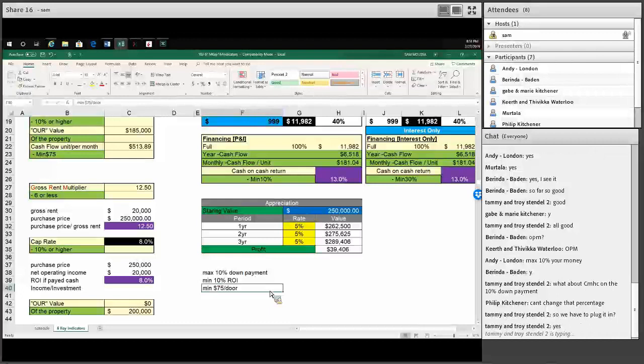Does that make sense, Tammy, Troy? Just part of the interest rate. It's going to be wrapped up into the interest rate. Good, excellent. All right, so everybody with me so far, right?